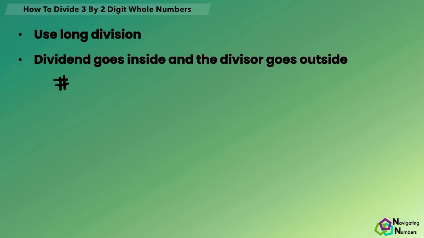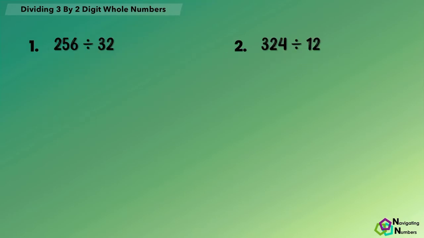So if you were given a problem that looked like this, a number divided by a number, that first number is called your dividend, and the number we divide by is called your divisor. So if you haven't checked out the video for how to divide 3 by 1-digit whole numbers, please take a look at it because you can see there the same rule applies. The dividend goes inside and the divisor goes outside. So let's take a look at some examples.